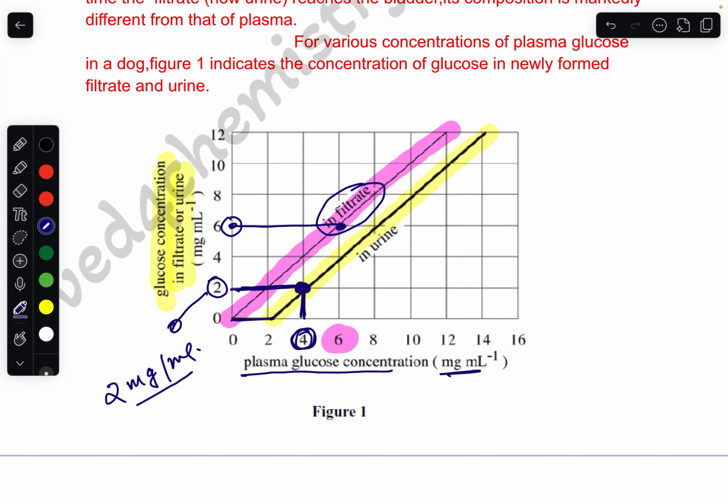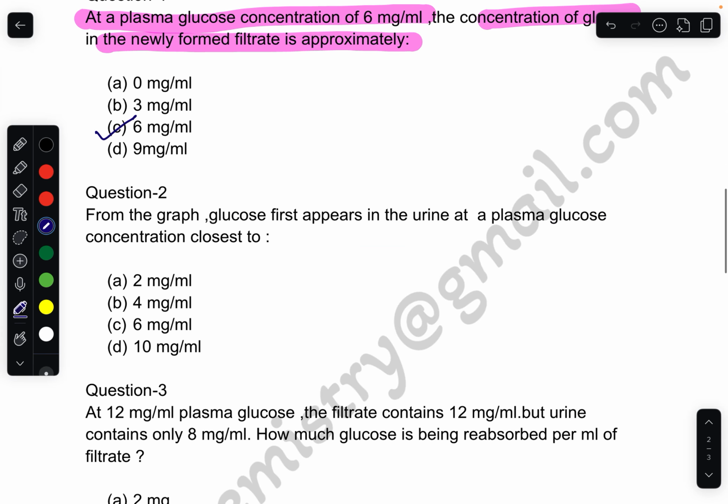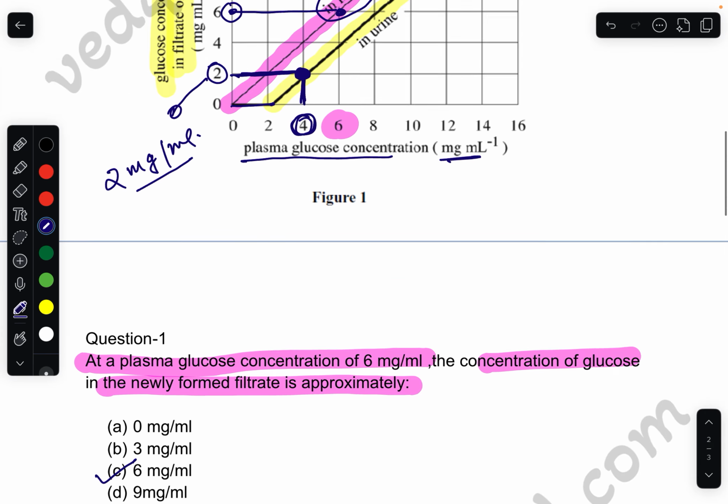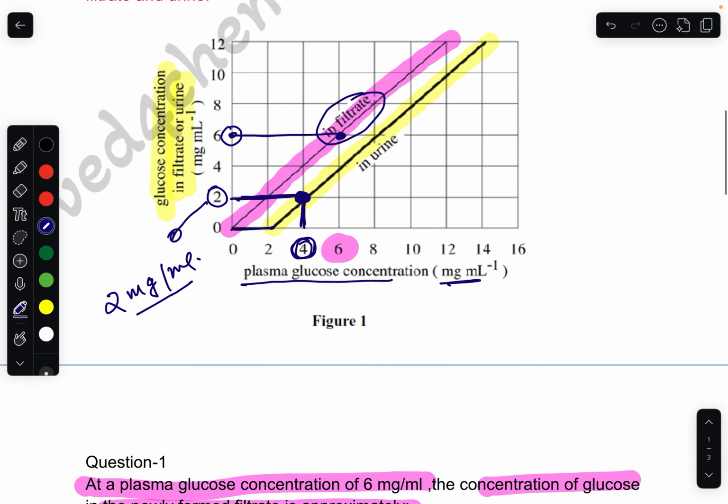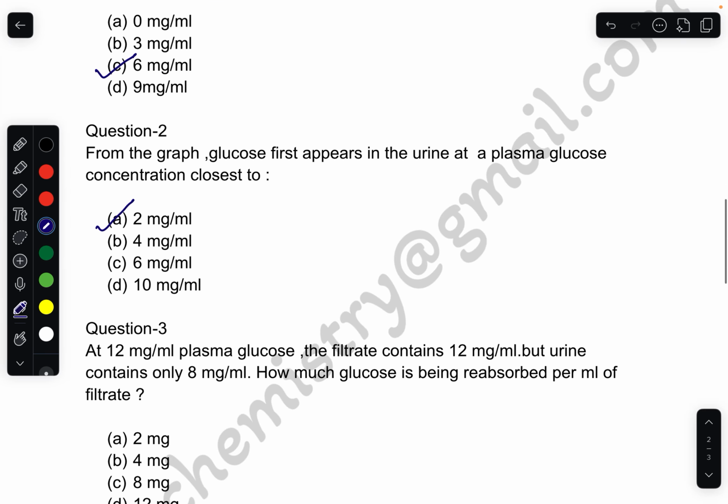So 2 mg per ml when plasma glucose concentration is 4. Glucose appears in urine at this value. Sorry, the question is asking about glucose first appearing in the urine at a given plasma concentration, so the answer should be 4, because plasma is 4 here. The glucose concentration is 2 when the plasma is 4, so the answer is 4 mg per ml, because the question is talking about the plasma glucose value, not the urine glucose concentration. So it should be 4.